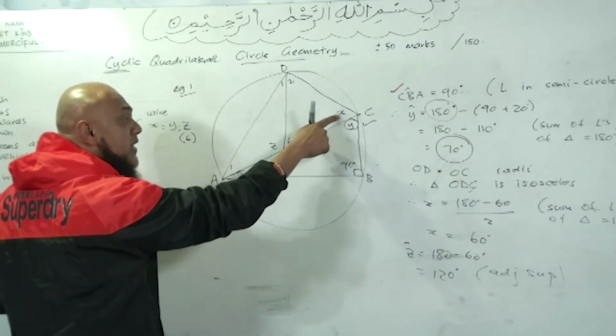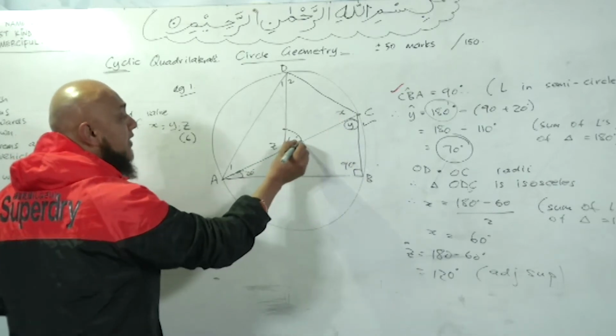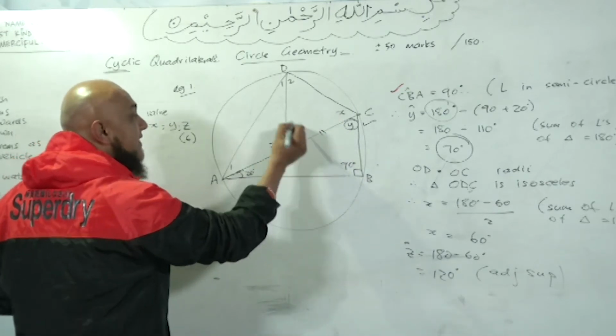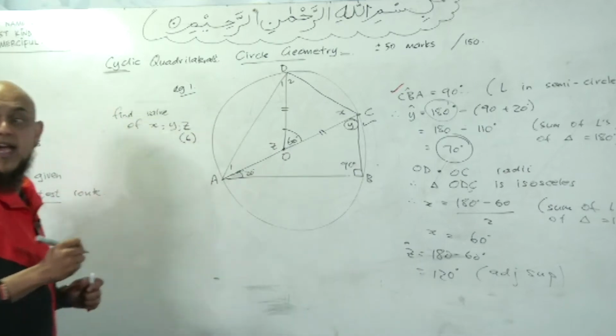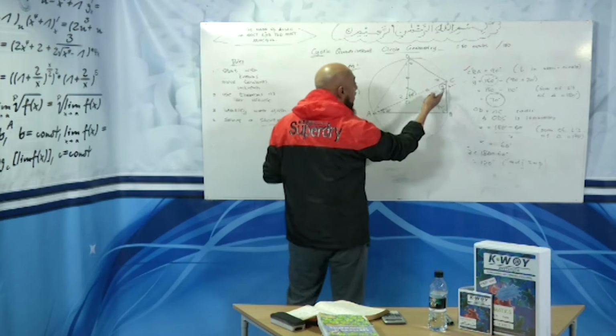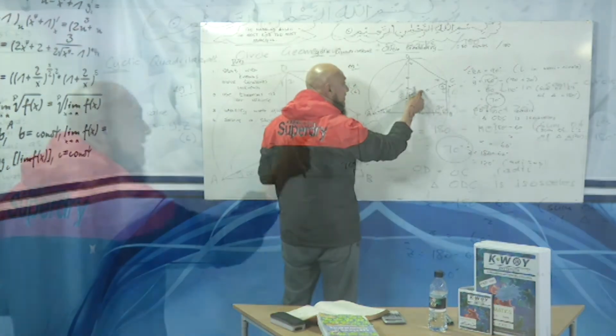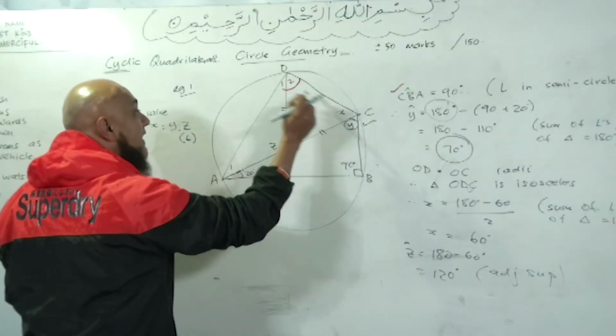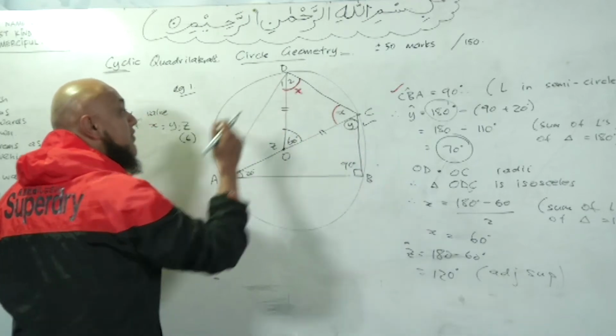Now we needed to get to x. We know that this was 60 degrees. That is a radius, that is a radius, and we know that radii are equal in length. So that's an isosceles triangle. Hence, these two angles are equal. If that is x, angle D2 is also x.